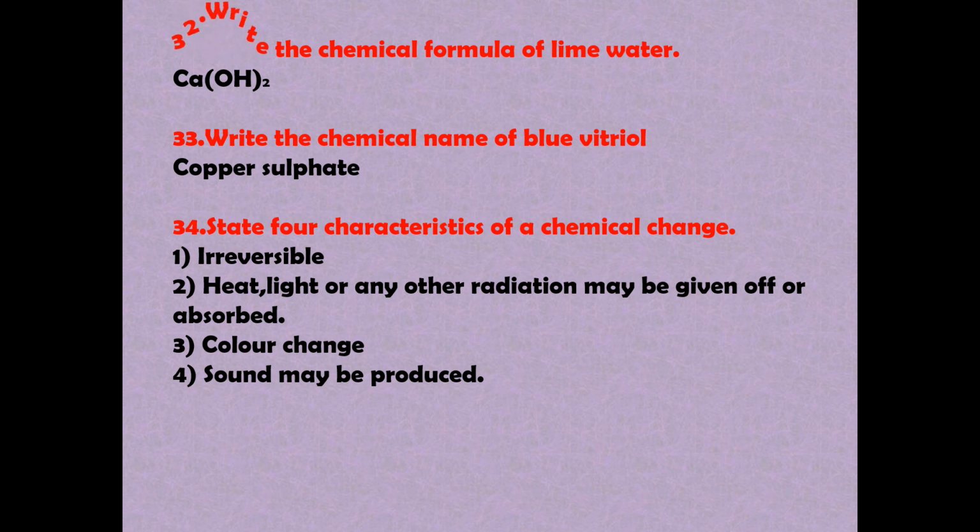Here is your next question. Write the chemical formula of lime water, that is Ca(OH)2, calcium hydroxide. Next question. Write the chemical name of blue vitriol: copper sulfate. Next, state 4 characteristics of a chemical change. It's irreversible, that is, it cannot be changed back. Heat, light, or any other radiation may be given off or absorbed. Color change. Sound may be produced.